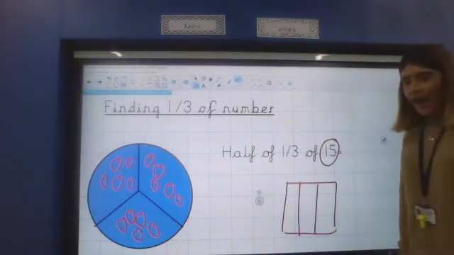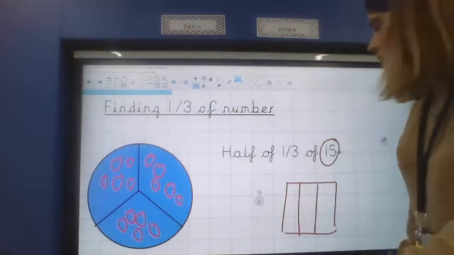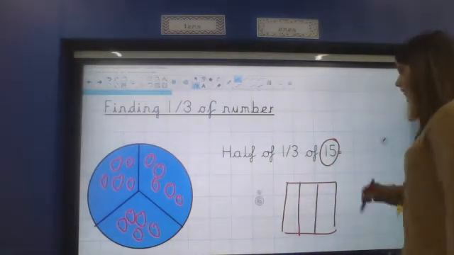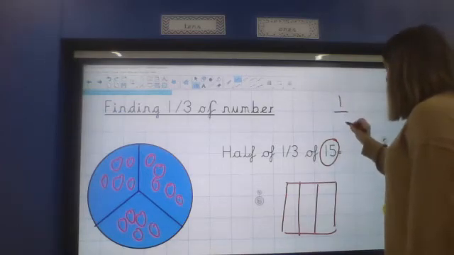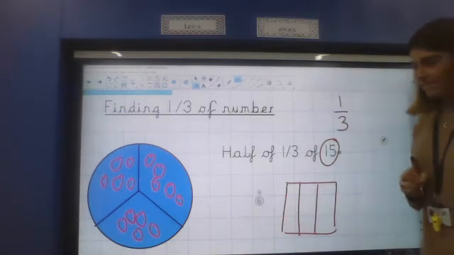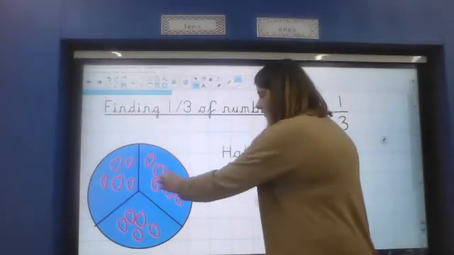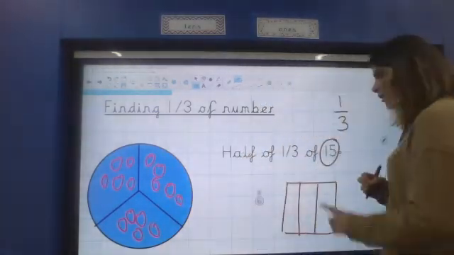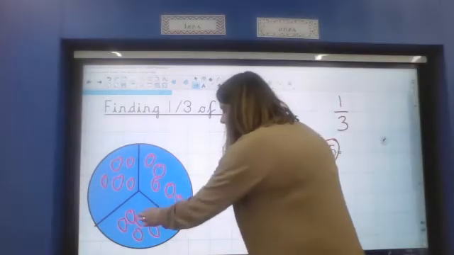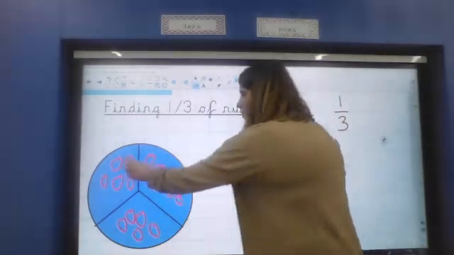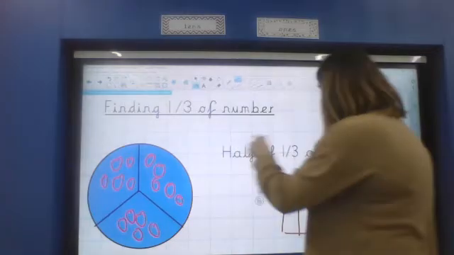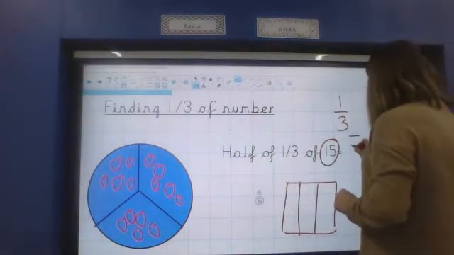How many then have I got in just one part? Because the question's only asking me 1 out of 3. 1 out of 3 parts. So let's count how many are in one part. 1, 2, 3, 4, 5. Let's check the others to make sure they're all equal. 1, 2, 3, 4, 5. 1, 2, 3, 4, 5. So we know that 1/3 is 5.